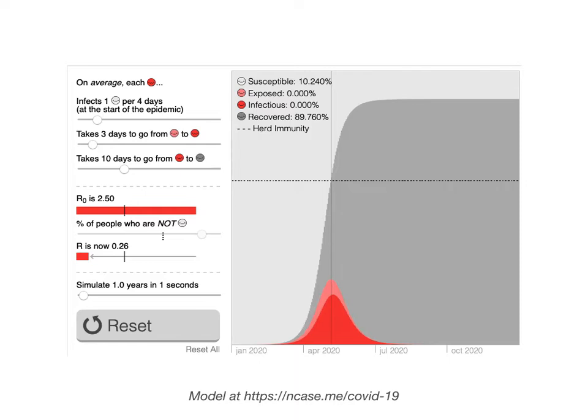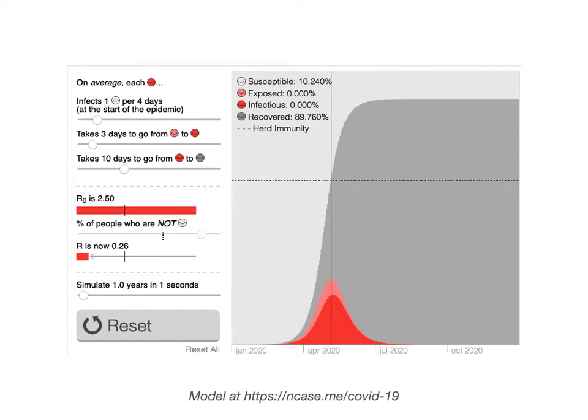So to get to this picture, the model assumes that when everyone is susceptible, each person who's infected infects another person every 4 days. It takes 3 days to go from exposed to infectious, and 10 days to go from infectious to recovered. So 10 days divided by the 4 days it takes on average to infect another person gives you an average of 2.5 people infected per initial infection. That's assuming everyone else is still susceptible. And that is a number that we call R0. And R0, given these numbers, would be 2.5.